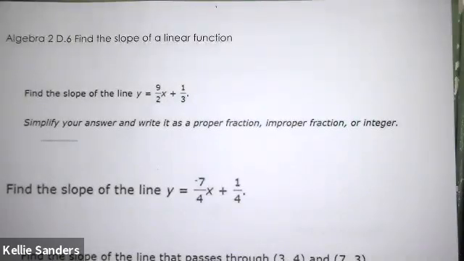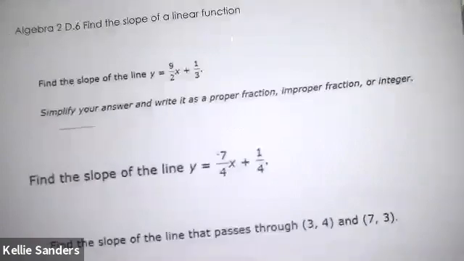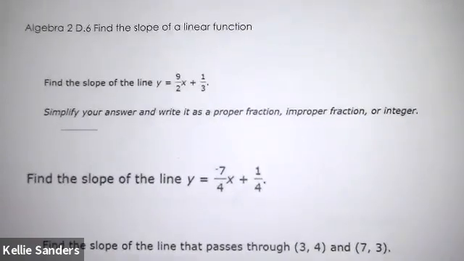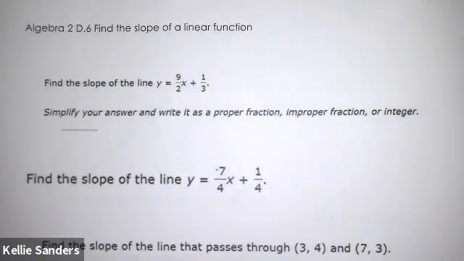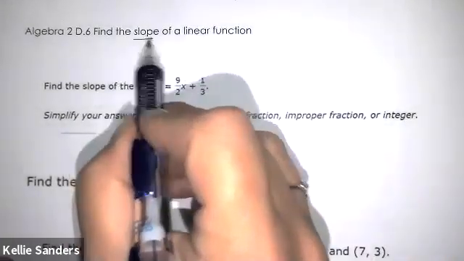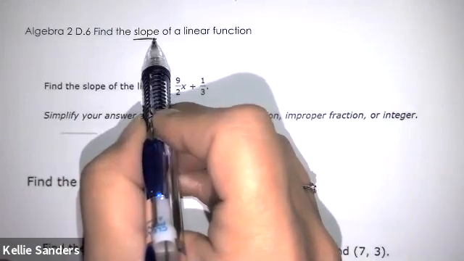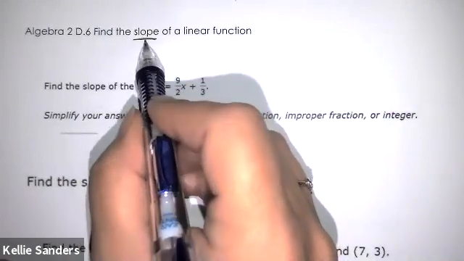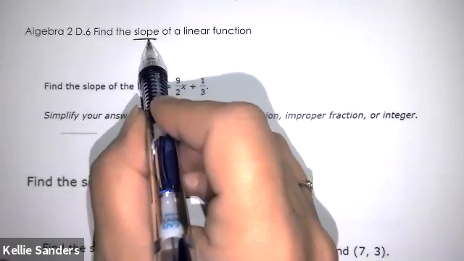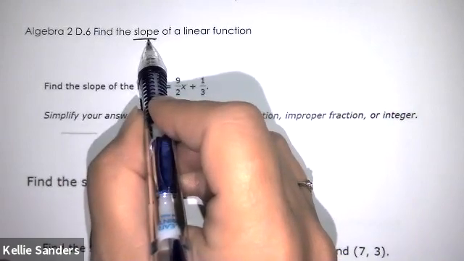Algebra 2, D6, find the slope of a linear function. Unfortunately, unlike D5, there is quite a bit of information in D6, so please bear with me. Okay? Find the slope. That should be a familiar word. It might be a word that causes you anxiety, but you should have heard it already before in Algebra 1.